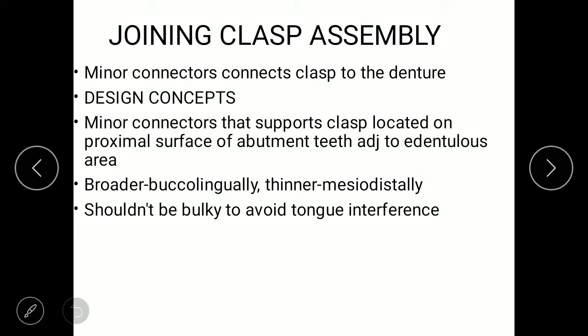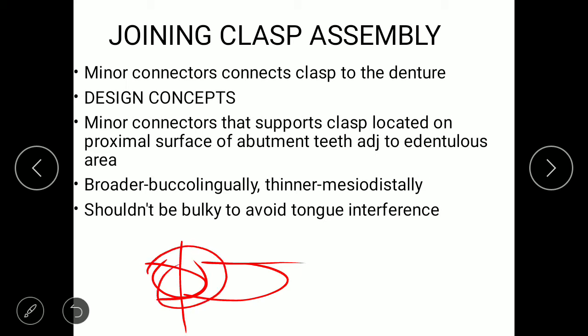As the name indicates, minor connector connects the clasp to the denture. Coming to the design concept, it should support the clasp located on the proximal surface of the abutment teeth. It should be broader buccolingually and thinner mesiodistally. It shouldn't be bulky so that it avoids tongue interference.